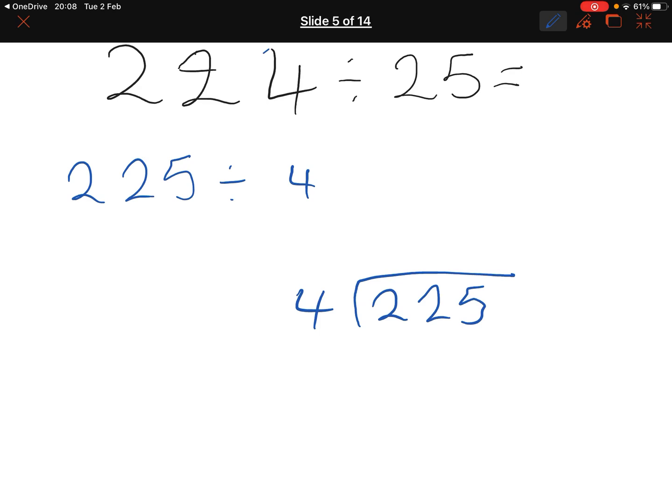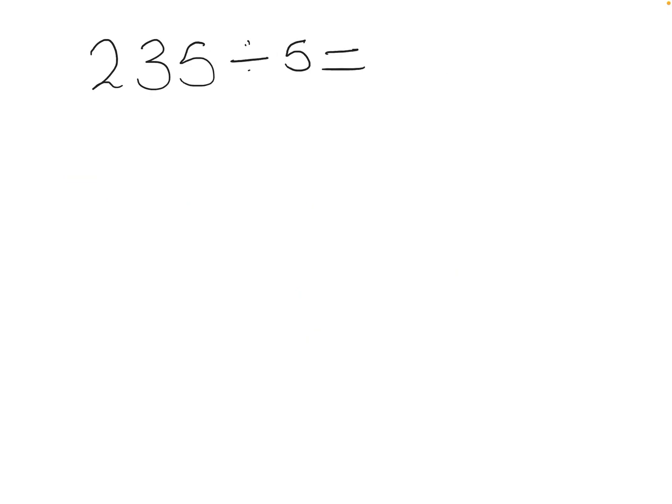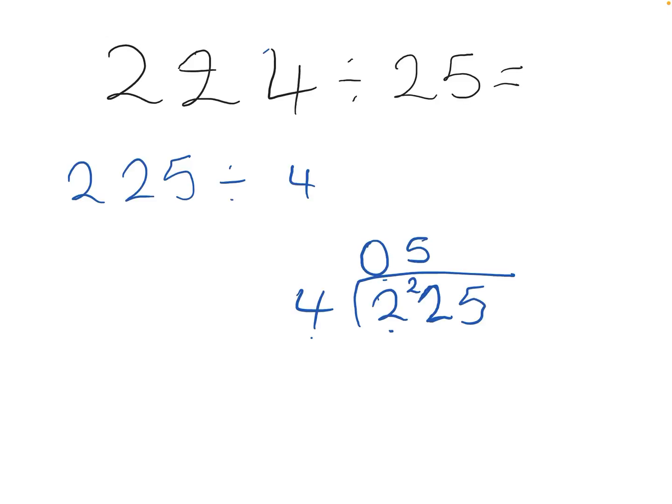So I'm counting up in my 4s. Will I ever get to 2? I won't, because 4 is bigger than 2. So how many 4s are now in 22? Because I couldn't do this one, I don't just leave it, I use it again, and I make it into 22. How many 4s in 22? I know that there are 5 4s in 20. And that will give me 20. I've got 2 left over.